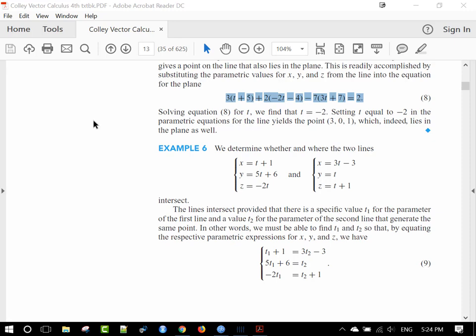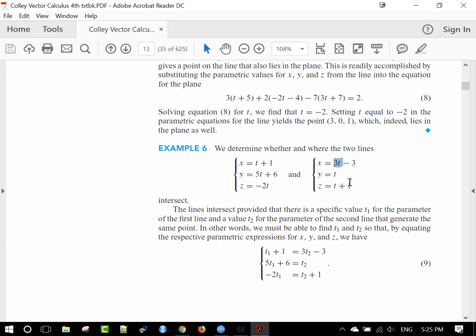So we need to find an x, y, and z over here, and we need to somehow get the same x, y, and z over here. Now one thing is a little confusing, and that is this t has nothing to do with this t. So we're going to rename these as t1 and t2 because they're not related. This is just t for this line, and this is t for this line. They have nothing to do with each other. So don't call them both t.